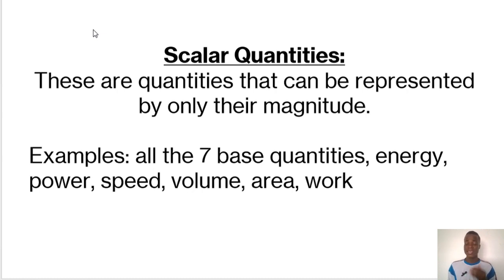And we have examples. In the example, we made a note that all the 7 base quantities are all scalar quantities. They don't have direction, they only have magnitude. So if they ask you to cite examples of scalar quantities, mention all the 7 fundamental quantities that we talked about, and you are good to go.